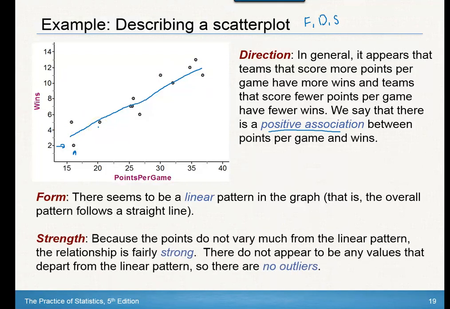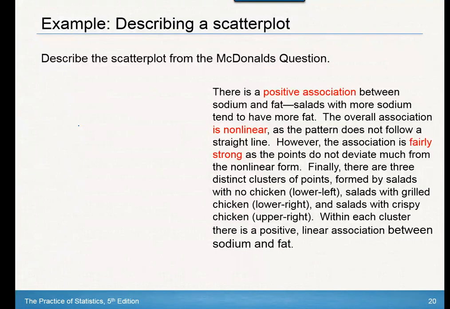What is the strength? Strength means, when you were to draw a line in, how closely packed around the line are the points? Here, the points do not vary very far from the linear pattern. Since they don't vary very far from the linear pattern, we're going to say that that's a strong linear relationship. And then let's take a look. Does there appear to be any outliers? And remember, like I said before, this is just a matter of opinion. There does not appear to be any. I don't see anything that's really far away from the rest of your data.